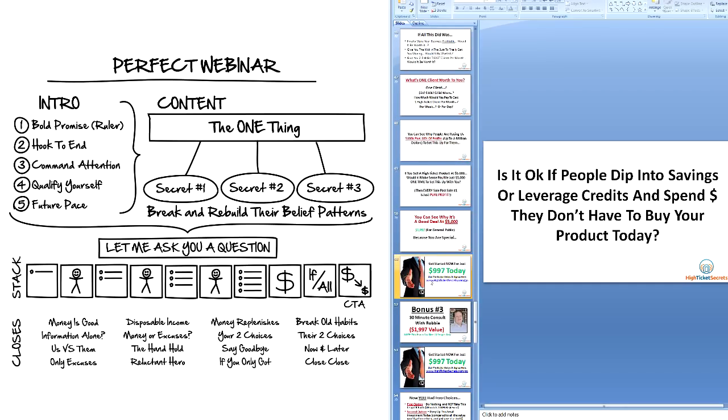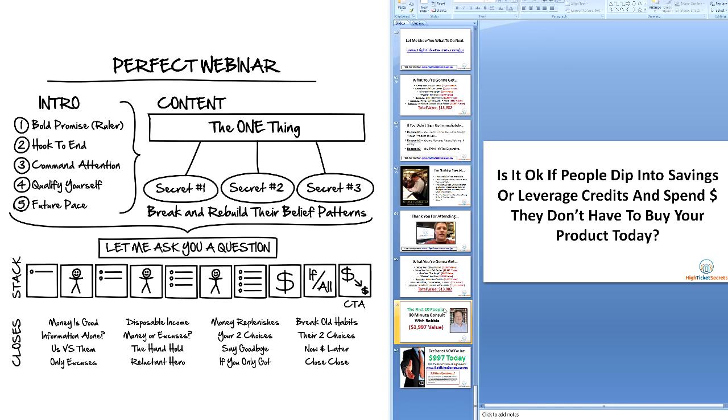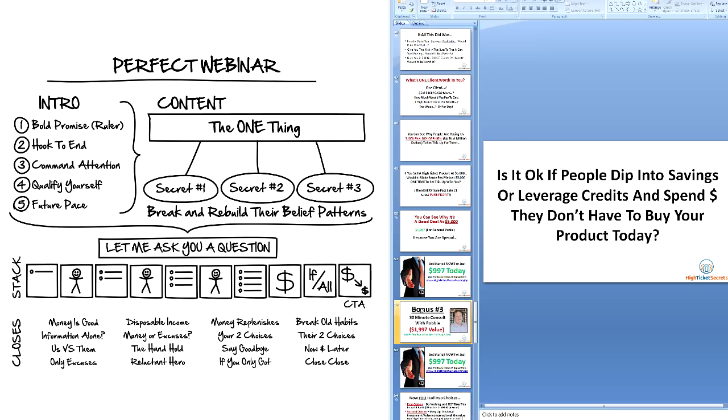Might be able to find it on the fly. So as you can see, though, I sprinkle these out throughout the stack. I'm not going to find it real quick. Anyway, money replenishes. So basically, it's like, look, this is how it works.